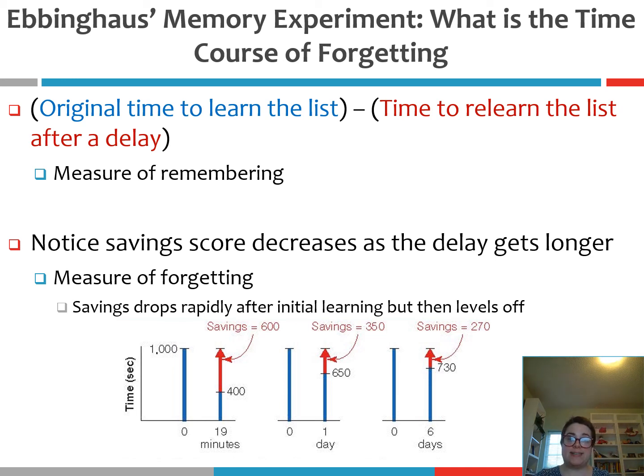So again, what is significant about this? Well, it doesn't matter what materials you're learning, whether they're nonsense syllables, vocabulary words, what have you. Anytime you measure your savings as a function of delay, you're going to see that same pattern of first there's going to be a rapid decrease in savings and then it's going to level off, right? That's true of everyone, regardless of the materials that you use. And we could plot that time course for anyone. And that particular pattern is referred to as a forgetting curve.